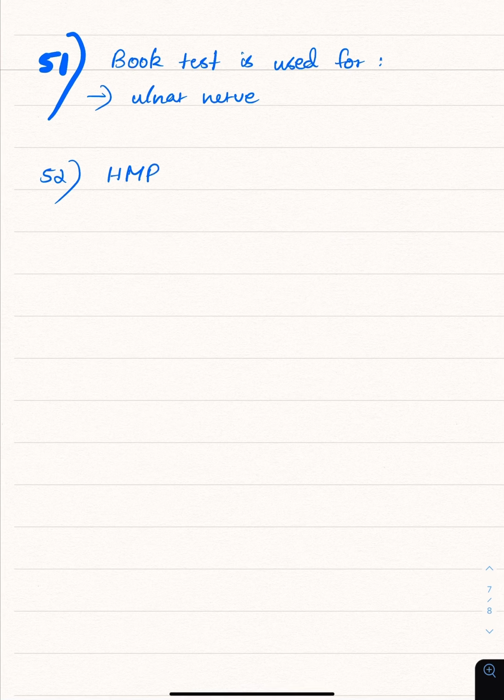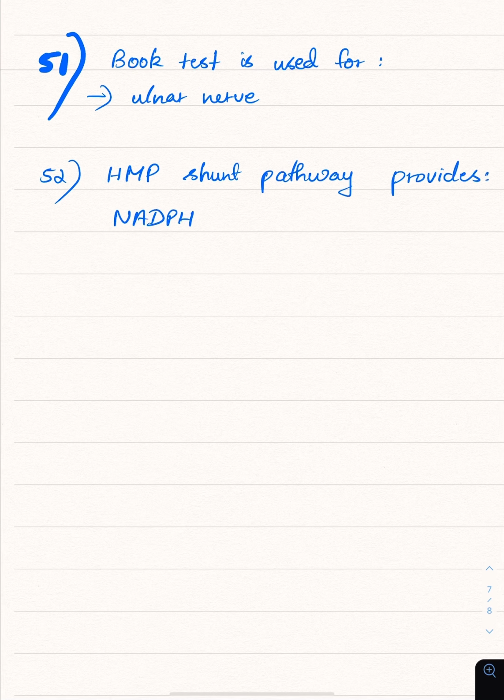Next, question number 52: HMP shunt pathway provides. Answer is NADPH. The next question.